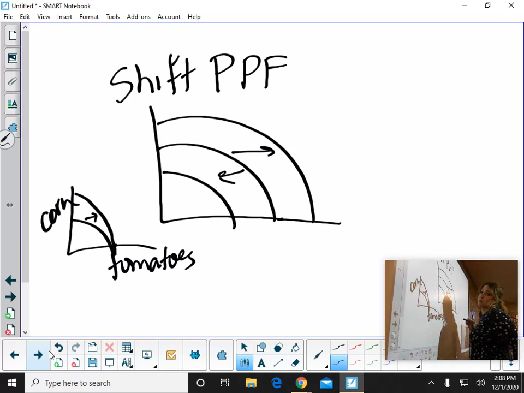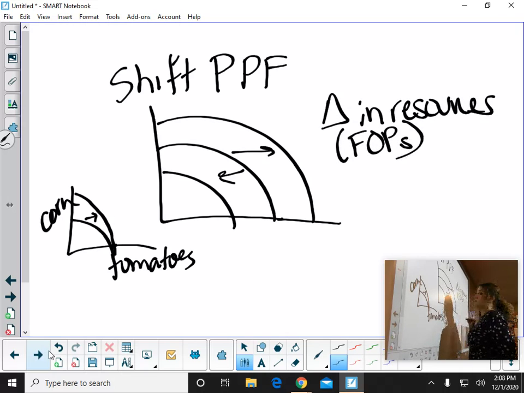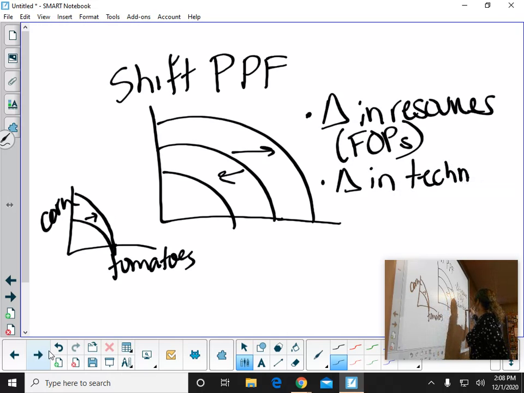But usually, that's a really specific example of more corn seed. A shift of the PPF curve is caused by a change in resources, a change in FOPs, land, labor, capital, entrepreneurship, human capital, or maybe a change in technology, or a change of interest rates.